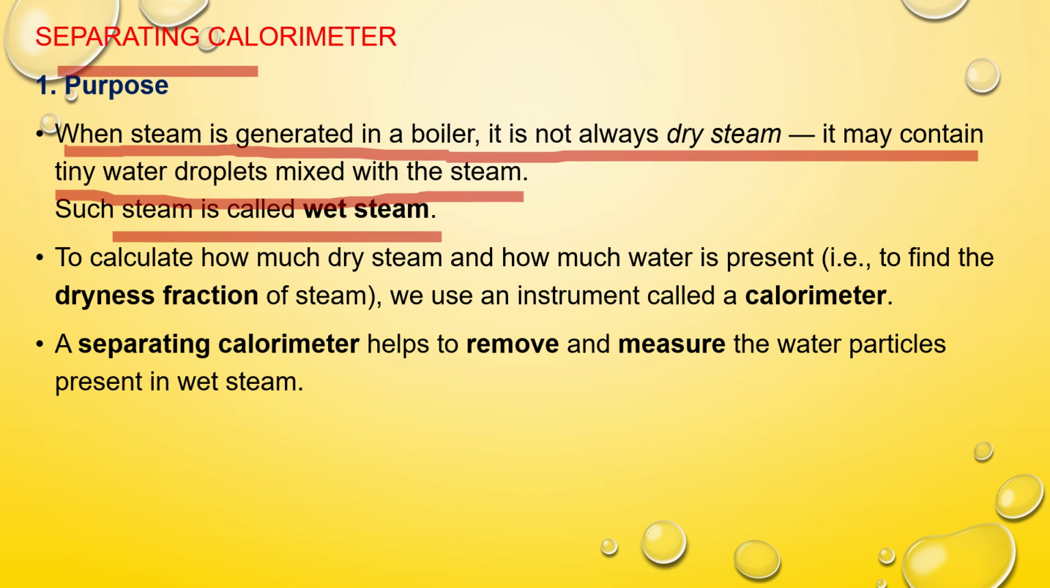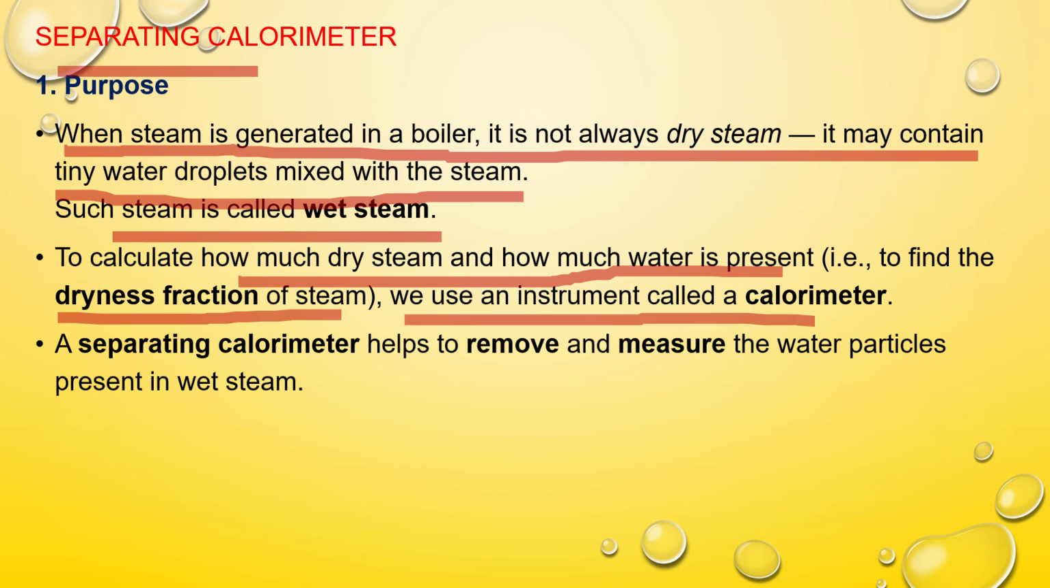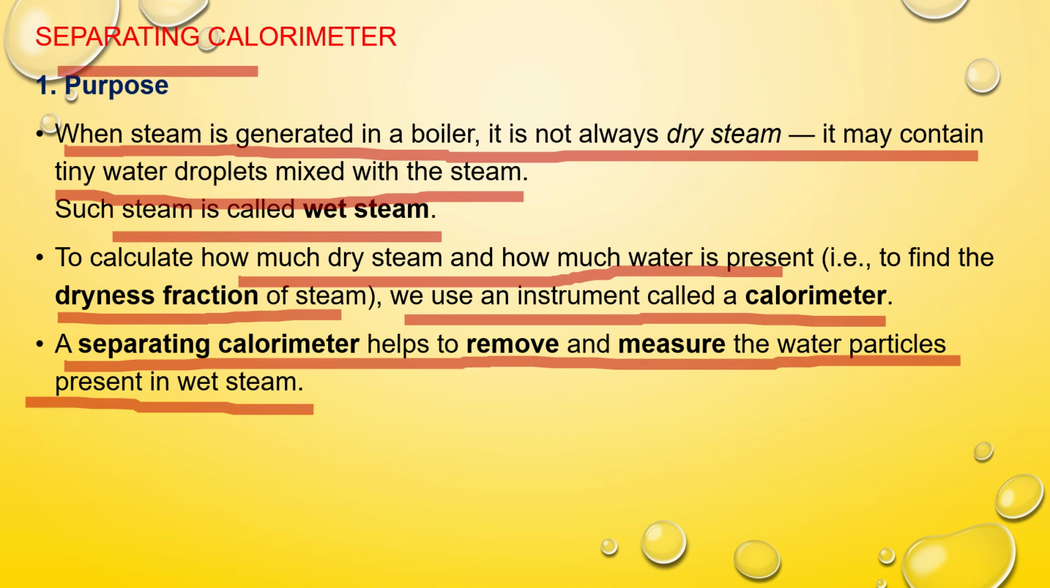So we have to calculate the amount of dry steam available in the sample as well as the suspended water particles in it. That is, we want to calculate the dryness fraction of the steam. So we have to use a device called a calorimeter. The separating calorimeter helps to remove and measure the water particles present in the wet steam. Meaning, in the total mass of steam available with us, what is the amount of suspended water particles and the remaining is dry steam. So the separating calorimeter helps to find out the dryness fraction of the steam.